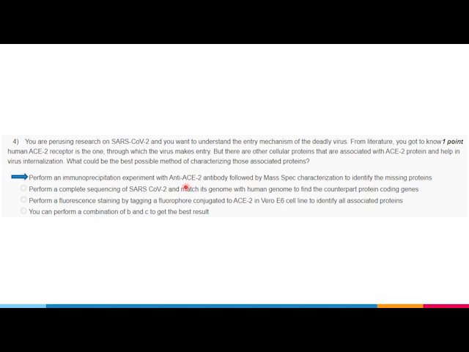That is, you do an immunoprecipitation experiment with ACE2 antibody followed by mass spec characterization to identify missing proteins. So this is the first one. Now we will just go through the other ones. Perform a complete sequencing of the SARS-CoV-2 genome and match it to the human genome to find the counterpart protein coding genes. This is not correct because SARS-CoV-2 does not have an ACE2 protein. SARS-CoV-2 codes for other proteins such as its own RNA polymerase, or its spike protein. What we want is to identify the human proteins that are interacting with the spike protein, the ACE2 receptor, and downstream. So using the SARS-CoV-2 genome will not give you much. So that is the second question, and that is obviously not the correct one.